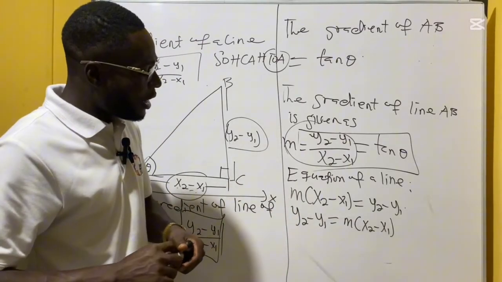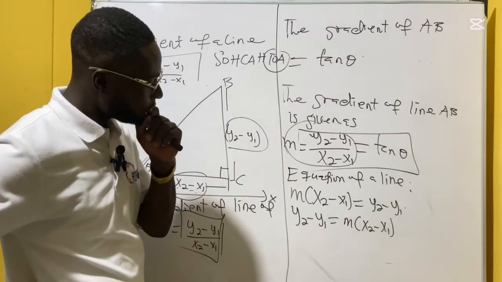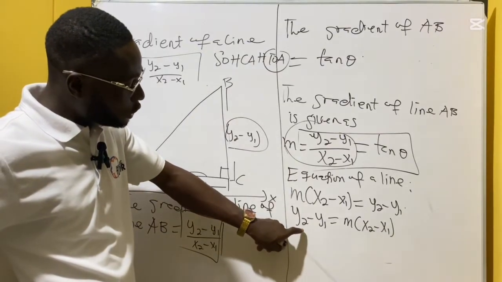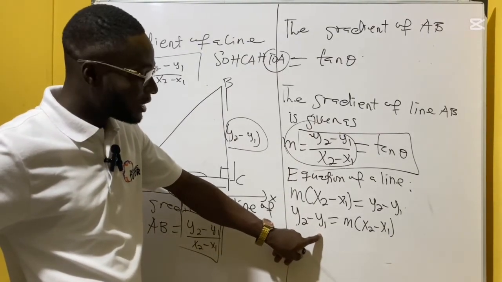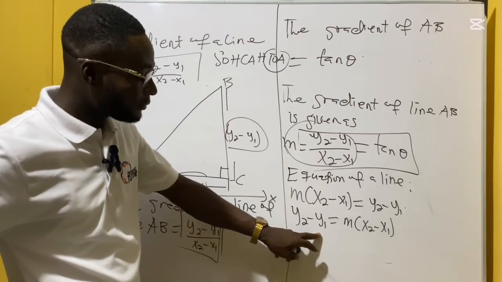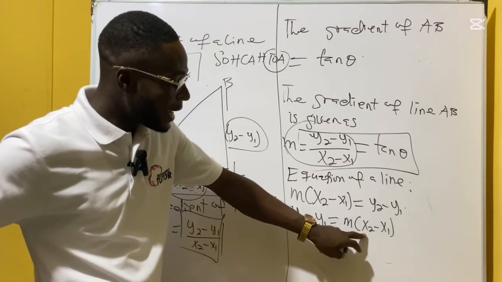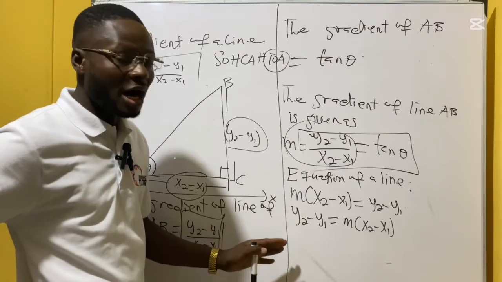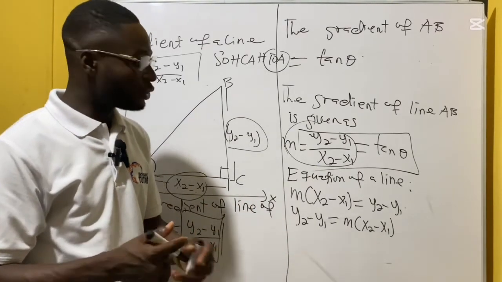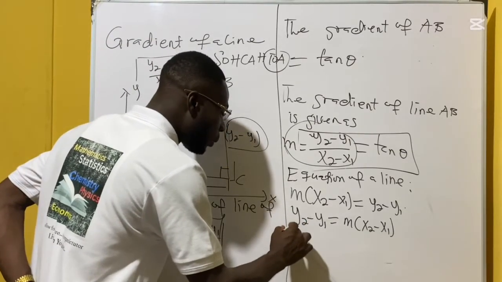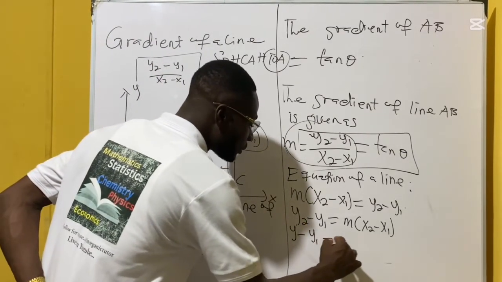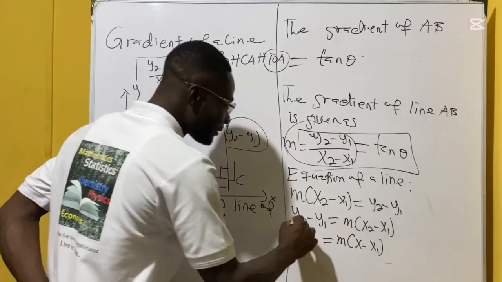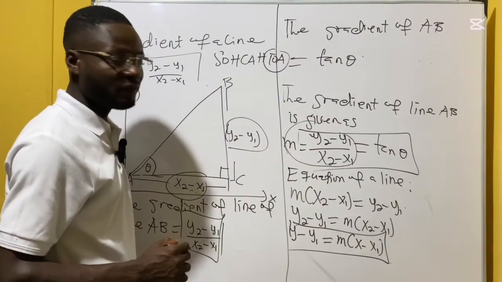But the truth is, for this part, we are not going to use y2 minus y1. It's basically going to be y minus y1 equals m into x minus x1, because we want an equation. We don't just need a real number. So this time round it is y minus y1 equals m into x minus x1. So that is basically an equation of a line.